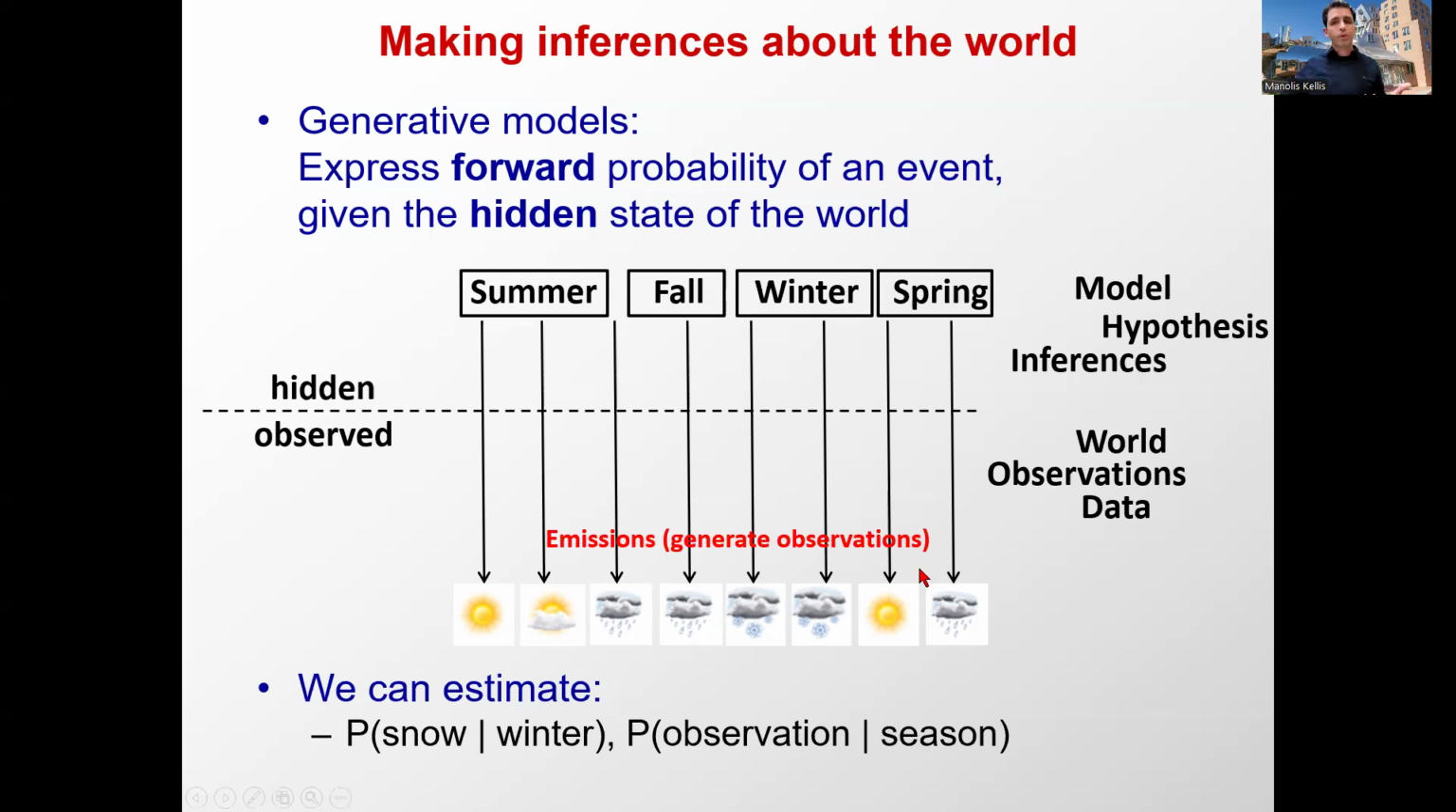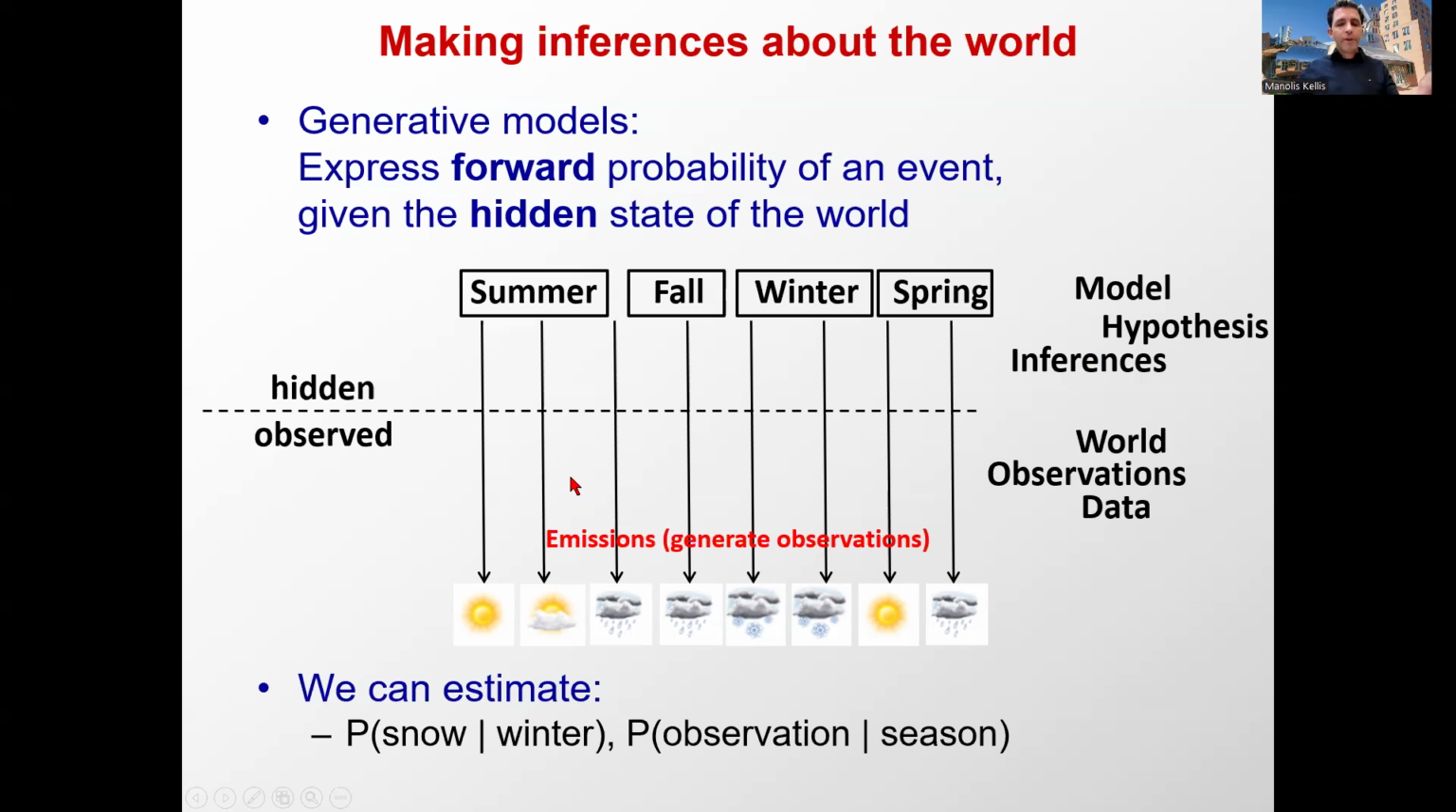You're observing parts of the world, and then you're inferring something about that world, about the underlying hidden drivers of those observations. So this is the world of observations, of data, of measurements, and this is the world of models, of hypotheses, of inferences. Everybody with me here so far?